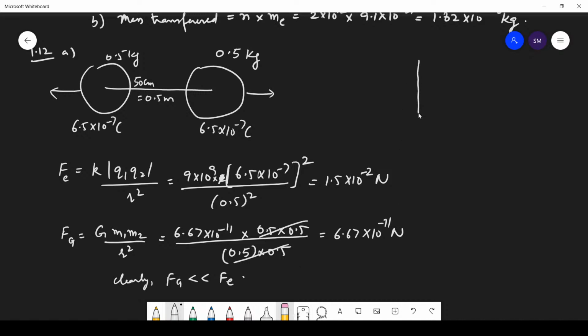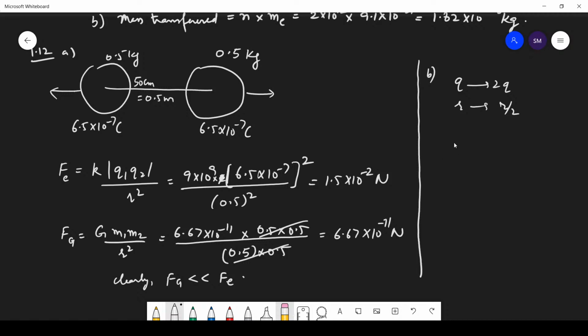Now this is part B of this question. What is the force of repulsion if each sphere is charged double the above amount and the distance between them is halved? So the charge is doubled and the distance is halved. So this is Q dash and R dash. What is the force of repulsion now?